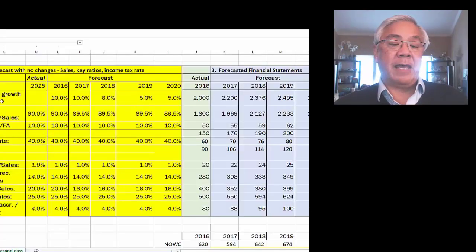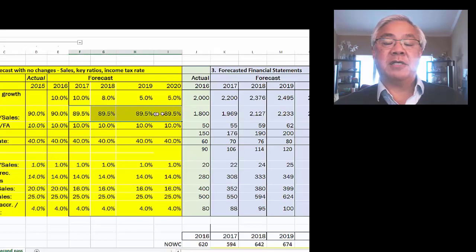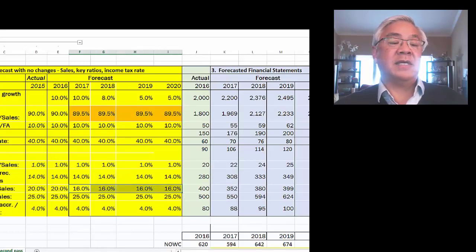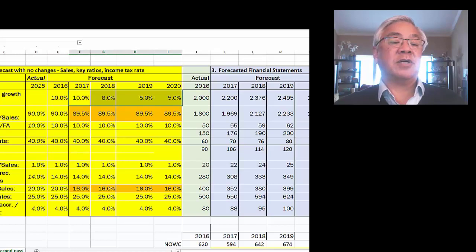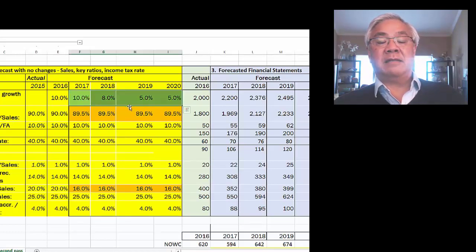We're in our Excel sheet now, and I just copied the sheet, except we're going to change a few assumptions. We changed this assumption, which went from 90 to 89.5, seemingly small, it's 0.5%, but it's times the biggest number, sales. Second one is that we're going to change inventory. We went from 20 to 16, being a little better at managing inventory. If those are the only things we changed, and we kept these sales projections the same, which were 10, 8, 5, 5, then what would happen?